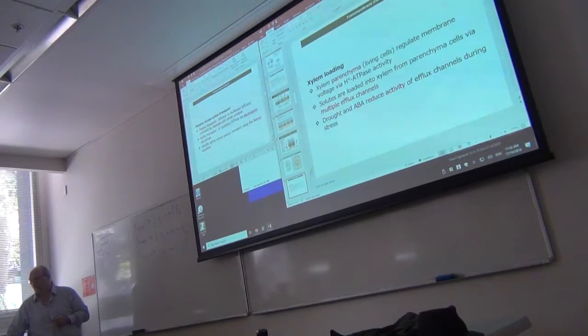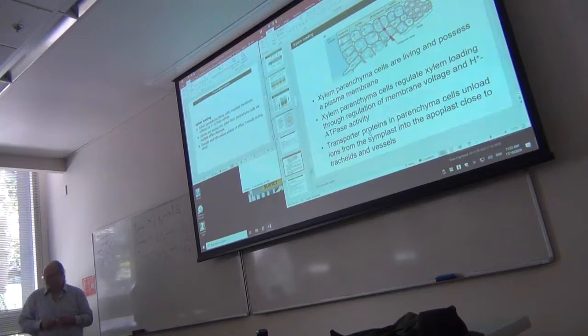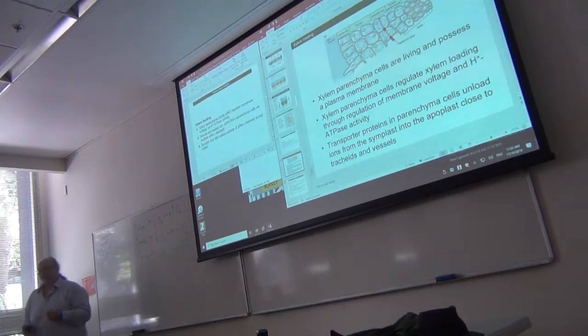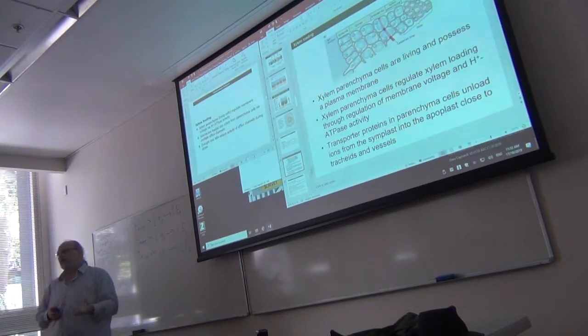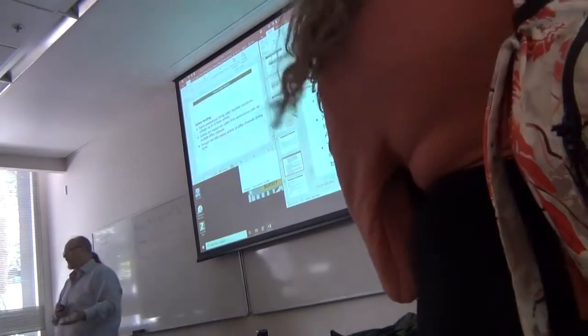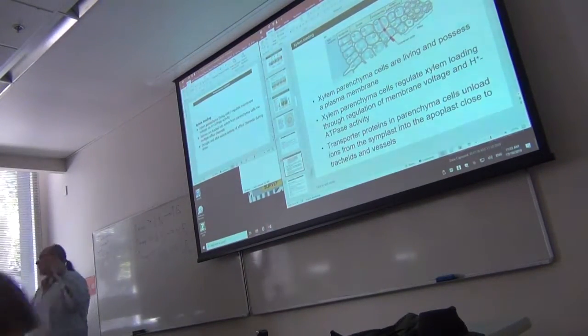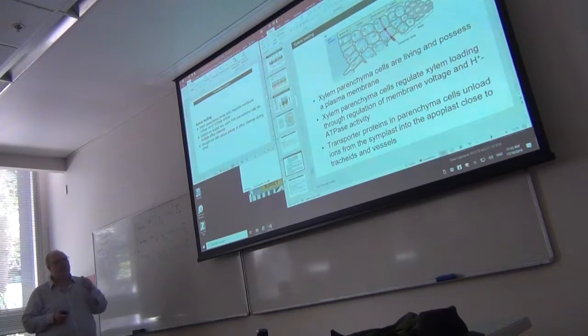All right, xylem loading. Still in transmembrane transport. So we know that xylem cells are dead, which means they don't have a cell membrane, which means they don't really have a way to pump solutes, ABA, whatever, into the xylem, into the transpiration stream.